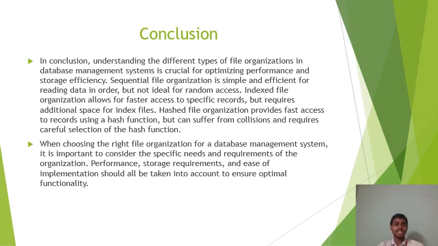Conclusion: understanding the different types of file organization in database management system is crucial for optimizing performance and storage efficiency. Sequential file organization is simple and efficient for reading data in order, but not ideal for random access. Indexed file organization allows for faster access to specific records, but requires additional space for index files. Hash file organization provides fast access to the records using a hash function, but can suffer from collisions and requires careful selection of the hash function.